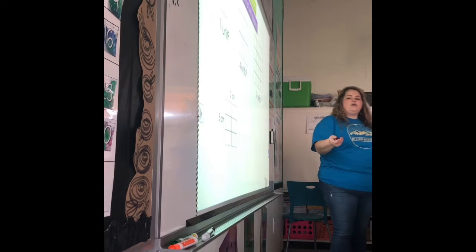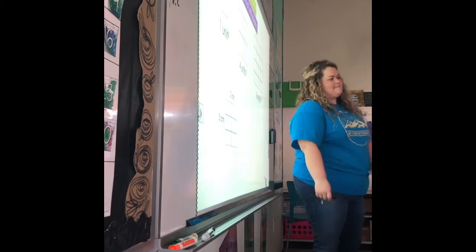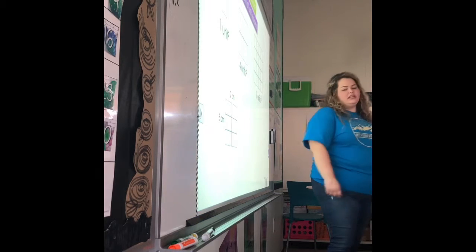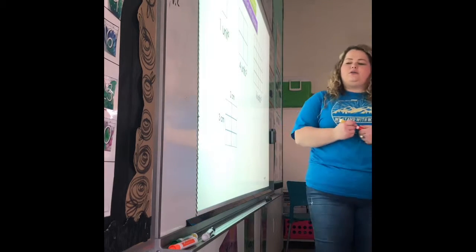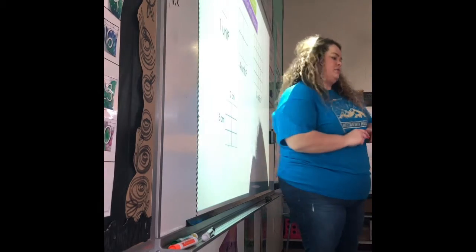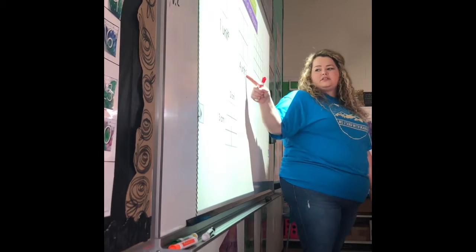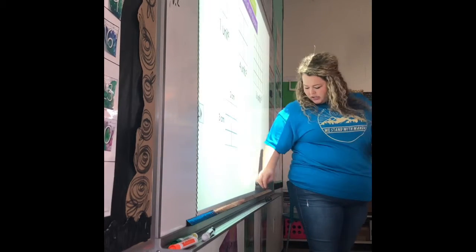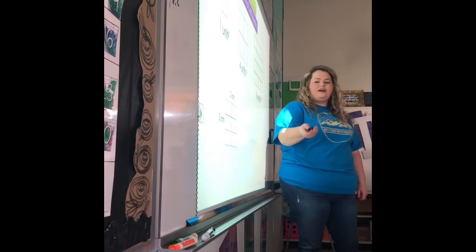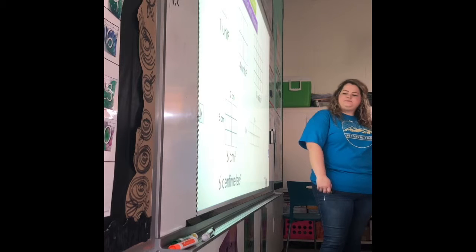How would we find the area of this right here? Multiply. Area equals length times width. So I would want to write the formula down. I would do 3 times 2, and my area would be 6 centimeters squared. So that means there's a total of 6 units in that object.